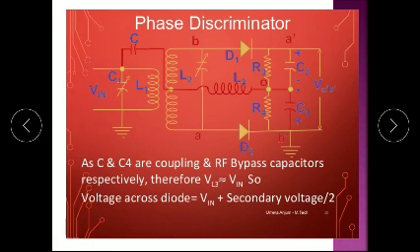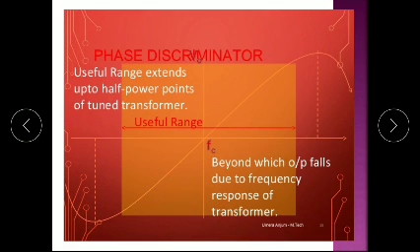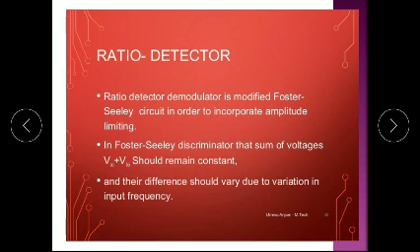So this is the circuit diagram of the phase discriminator. As C and C4 are coupling and RF bypass capacitors respectively, therefore VL3 is approximately equal to VIN. So the voltage across the diode is equal to VIN plus secondary voltage by 2. This is the graph: the useful range extends up to the half power points of the tuned transformer, beyond which the output falls due to the frequency response of the transformer.